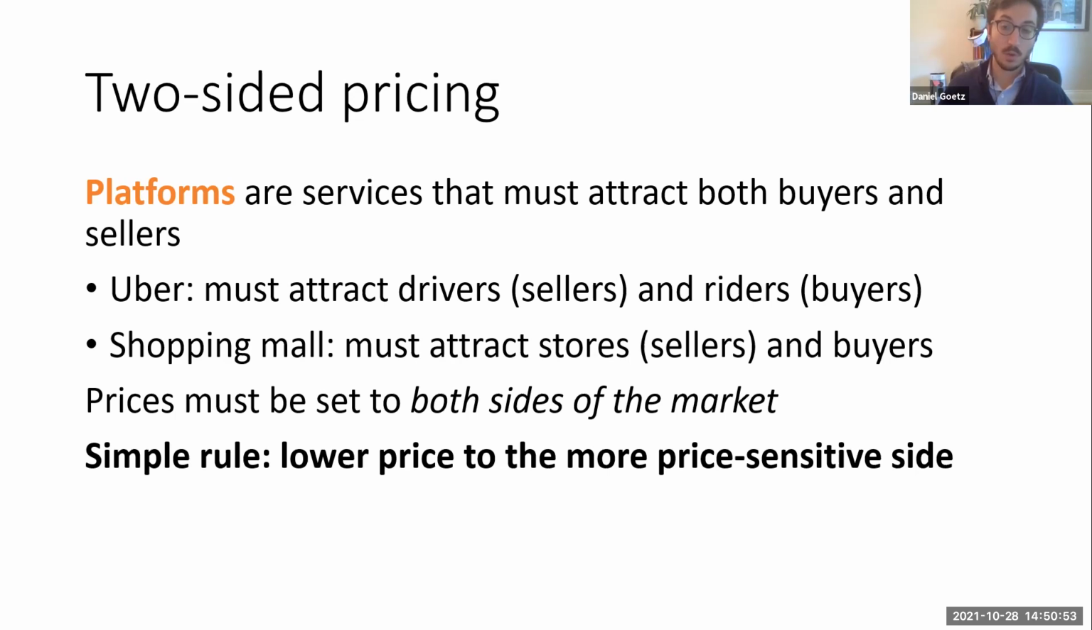Simple rule is you have a lower price to the more price sensitive side, right? So a price sensitive side, I mean, the side that would be more willing to leave the platform if you raise the price on them. Okay, so for instance, shopping mall, you don't pay to go to the mall. You can go to the mall for free, but stores pay to be in the mall, right? They pay rent. So the more price sensitive side is the consumers, right? Consumers, if there was a fee to get into the mall, no one would go to the mall because it's very competitive, right? People can go a lot of places to shop, right? So the more price sensitive side has a 0 price in the shopping mall case.